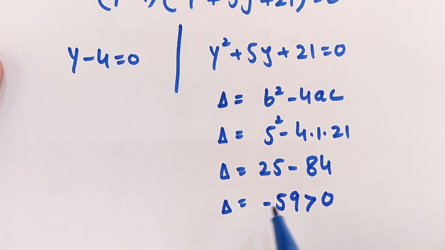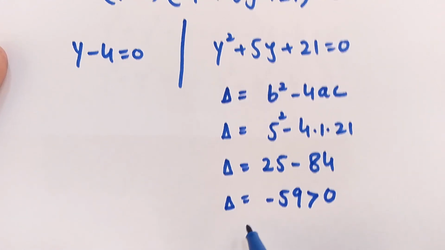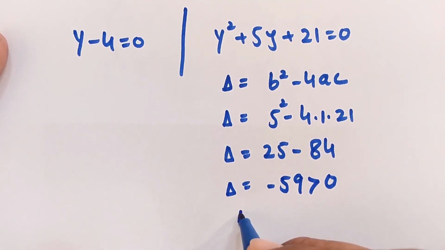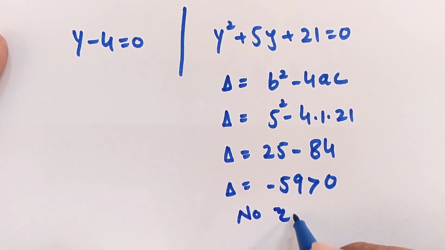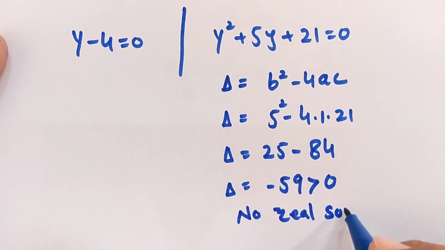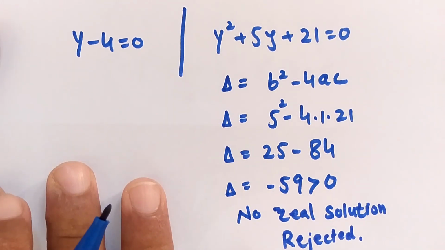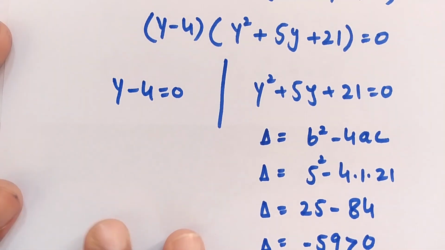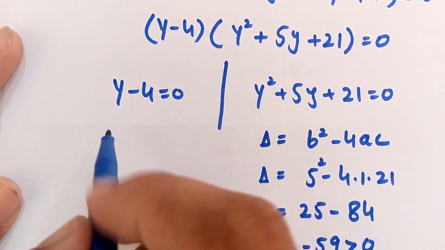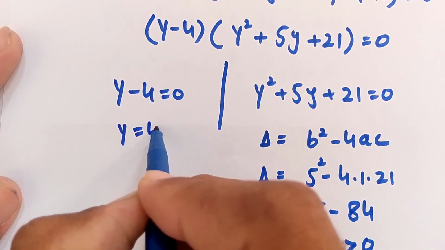So this shows that this gives a complex solution, no real solution, so this is rejected. Now we have to solve case number one. Case number one is y - 4 = 0. So here y is equal to 4.